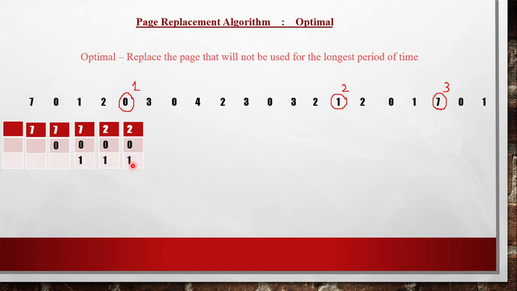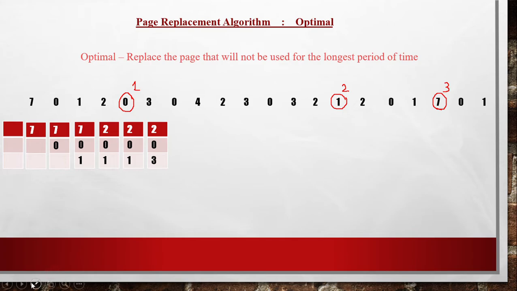Which one will be replaced? See here, where 2 is used here, where 0 will be used in future here, where 1 will be used here. So the first occurrence of 0 is here, the first occurrence of 2 is here, the first occurrence of 1 is here. It means in the nearest future 0 will be used, next to that 2 will be used, and next to that 1 will be used. So 1 will not be used for a longer period of time. So 1 is the page which will be replaced by 3.